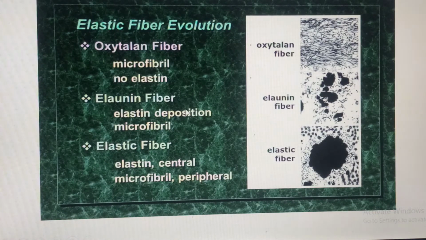Now, by way of giving you some information, oxytalan fibers are found more in areas like the eye and the dermis of the skin. Elaunin fibers are found around areas like sweat glands, and elastic fibers are found mainly in large arteries, the elastic arteries. So these things are very important that we know them.